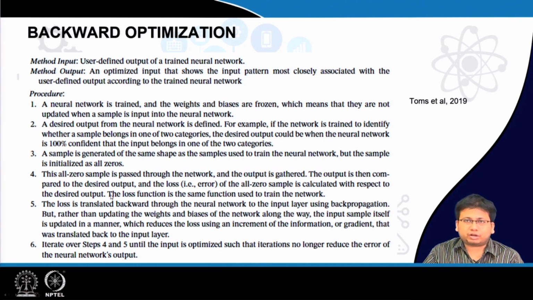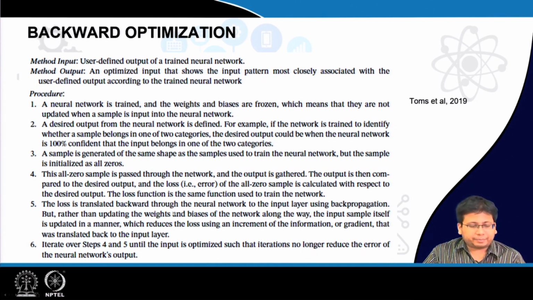So for the all zero sample, the network will make some kind of prediction. That prediction is compared to the particular output we have in mind, for which we are searching for the optimal input, and so they are compared and some value of the loss is calculated. Now the loss function is the same function as is used to train the network.